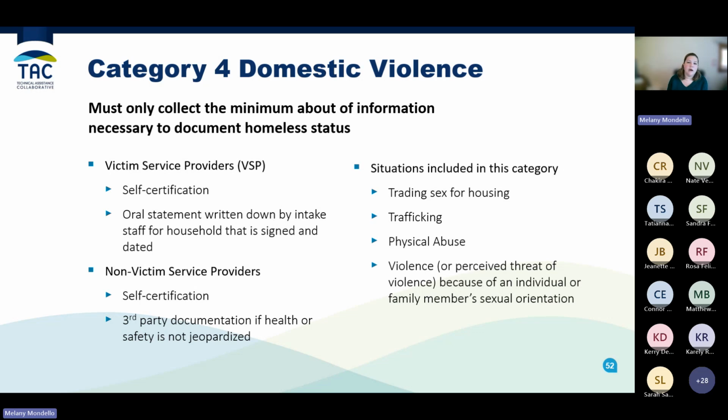It's also important to know, we talked about this a little bit earlier, that situations for this category 4 do include if you are having to trade sex for your housing situation. That is something you're being taken advantage of, you're being exploited. If someone's being trafficked, if it's physical abuse, or if it's violence or perceived threat of violence because of the member's sexual orientation. All of these things count under category 4, even though it's still formally titled domestic violence and fleeing domestic violence.